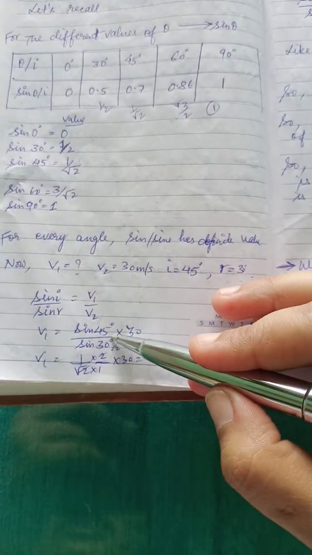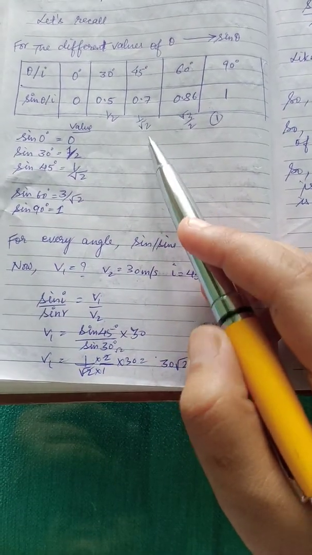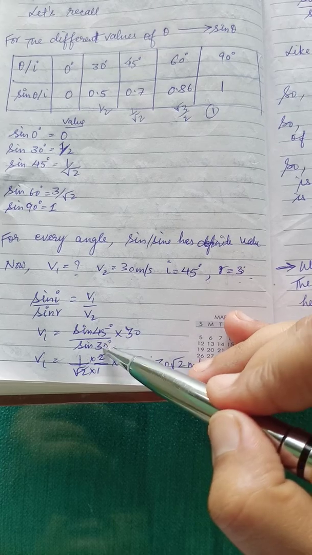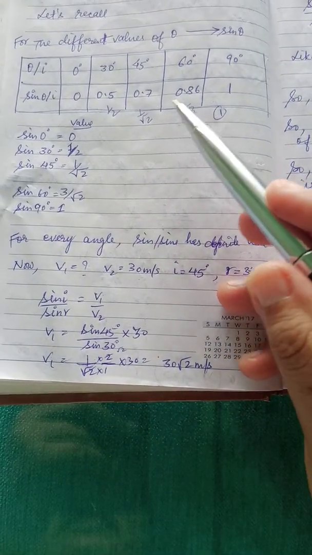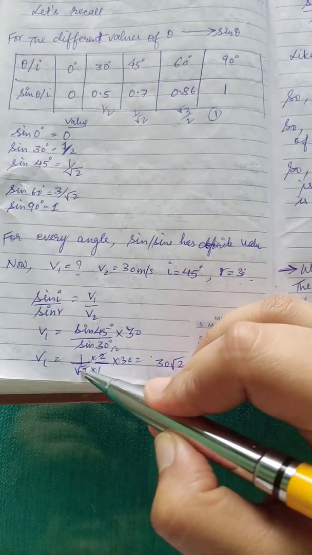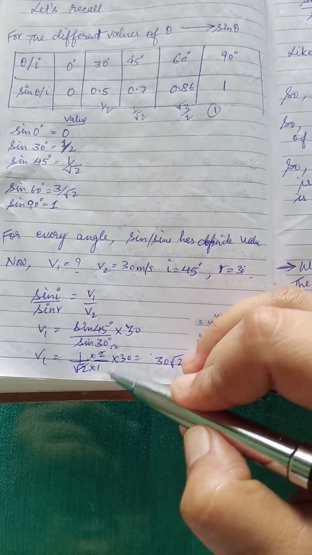Now, can you put the value of sine 45? Easily, sine 45, you know it is what? Sine 45 is 1 by root 2 into sine 30 is what? Upon sine 30 is how much? Sine 30 is 1 by 2. Taking 1 by 2, 2 above in a multiplication. Okay, 1 upon root 2 into 2 upon 1 into 30.